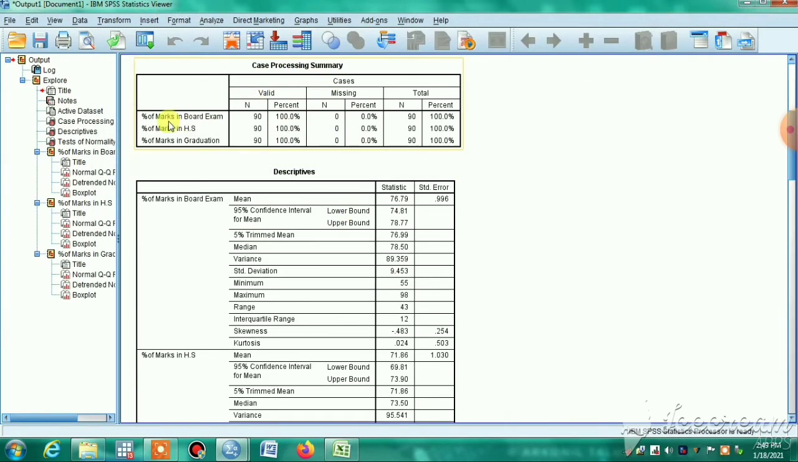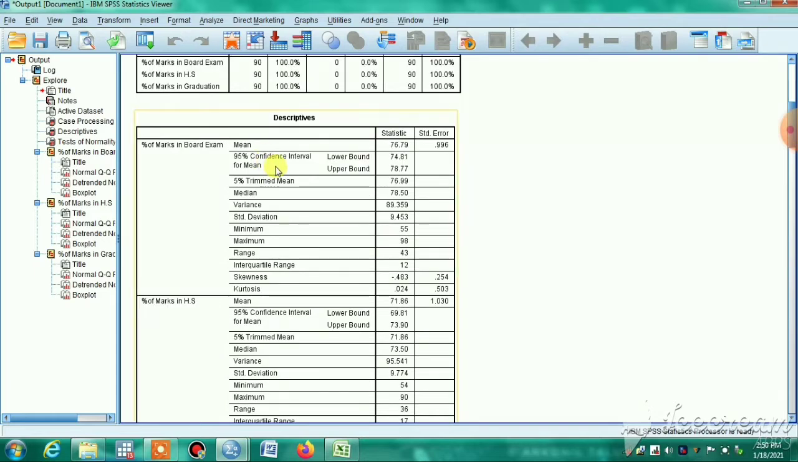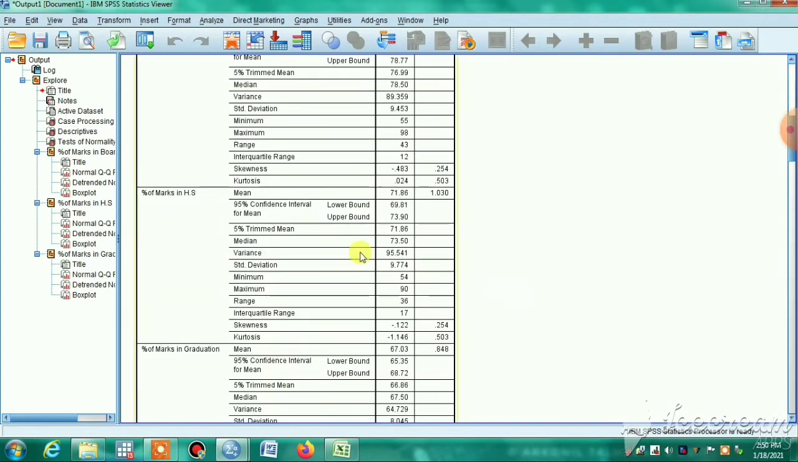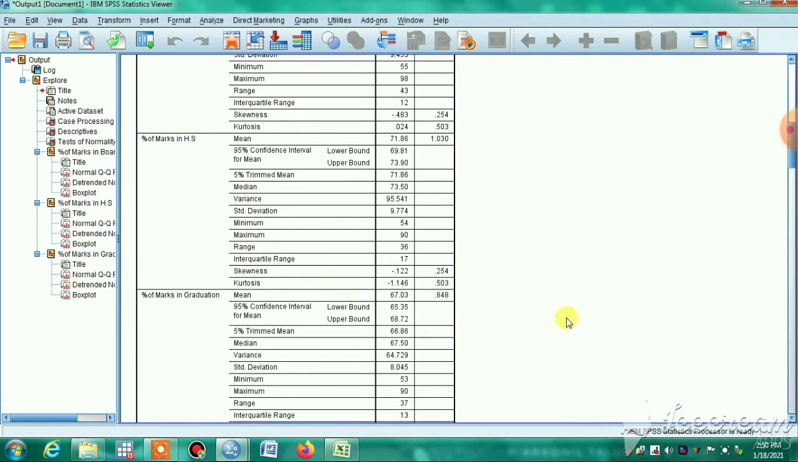In the case processing summary, it provides percentage of marks in board exam, percentage of marks in HS, percentage of marks in graduation, the total sample size, the percentage, and the missing number, with 0 missing. Similarly, the descriptive statistics provide the mean, the confidence interval of the mean, and other statistics, similarly for all the dependent variables.